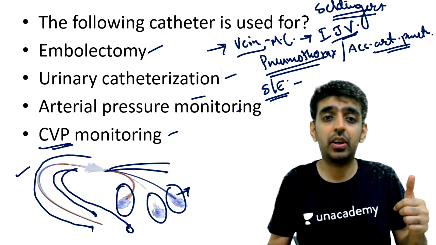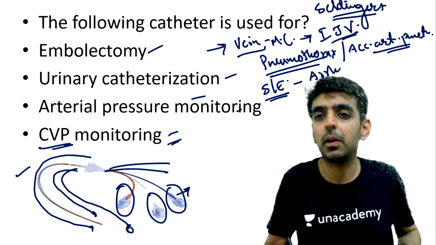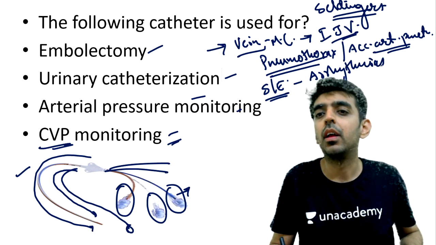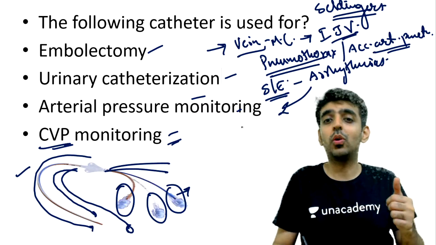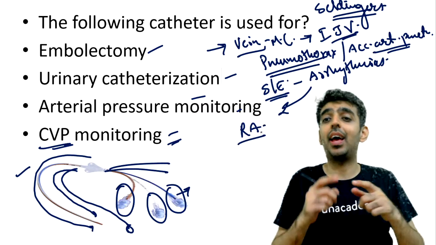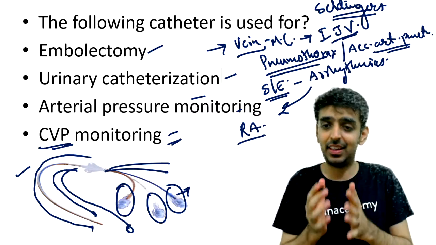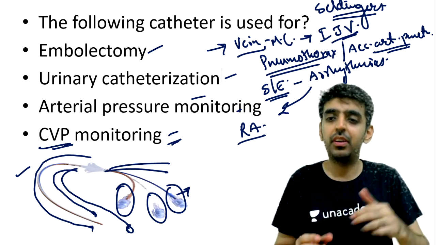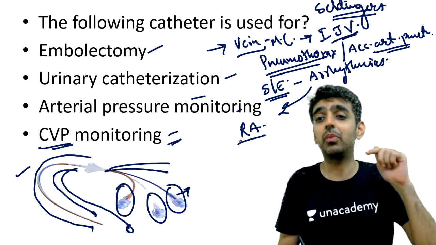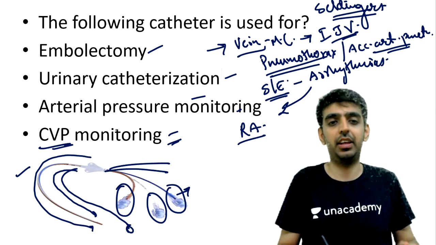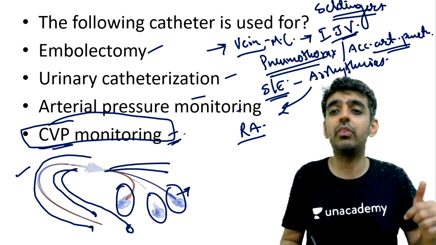What is the side effect of this? It is arrhythmias. When do we get arrhythmias? Yes, people, when it goes into the right atrium and abuts the wall of the right atrium. Yes, arrhythmias, that is correct, Dr. Sai. Dr. Raman, arrhythmias occur when the wire enters the right atrium and abuts its wall. So the correct answer to this image is that it is used for CVP monitoring.